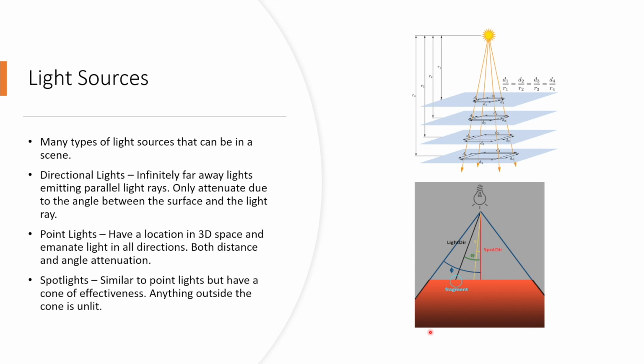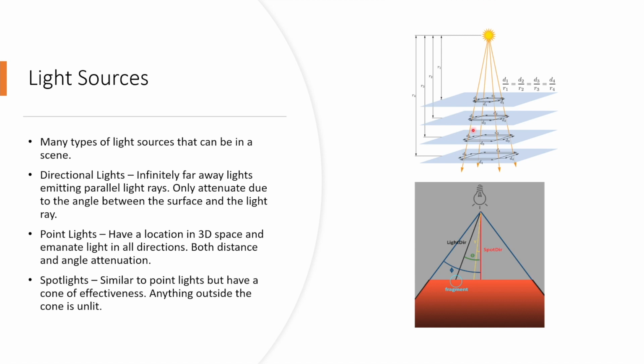Now, point lights have a physical position in 3D space, and they emanate light in all directions. And so this means that there is an attenuation of the light intensity based on distance and angle. And so as you get further away from the light source, you see an inverse square decrease in the intensity based on the distance, which you can see here.